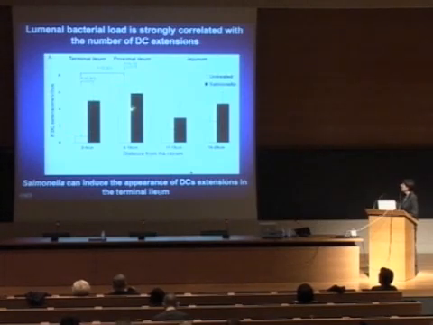So you already have a high number of DC extensions in the untreated animal, and then there is no further increase after salmonella infection.